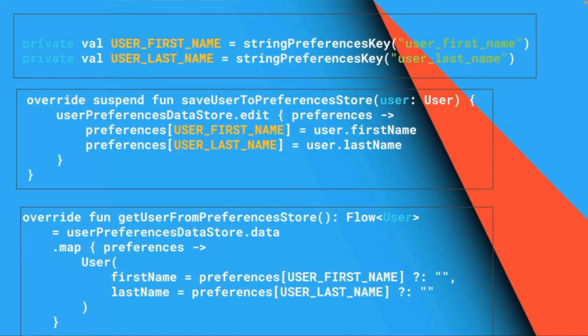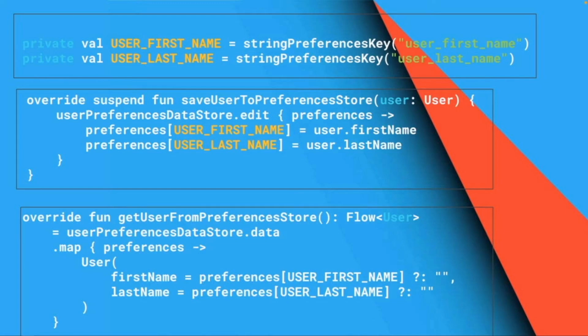Now let's see how we save the data in the data store. Here we see a function save user to preferences store using an edit function, but this edit function is actually a suspend function and needs to be called from a coroutine context. And if you see here inside the lambda, we have access to mutable preferences, which lets us either update or add the values we want to modify against the keys.